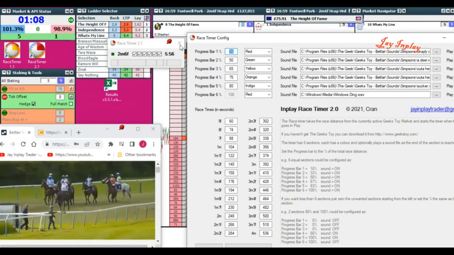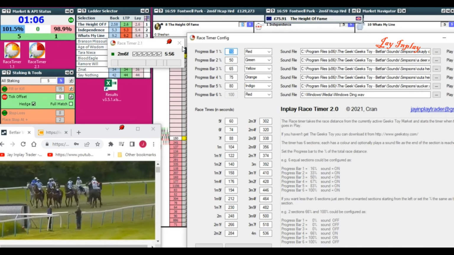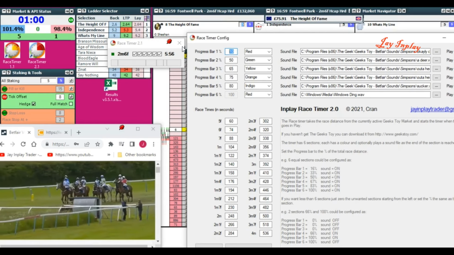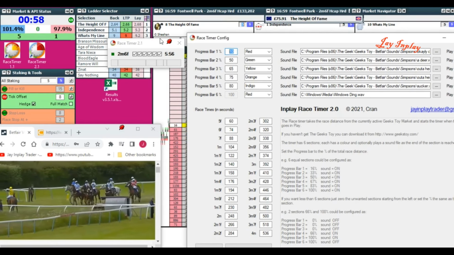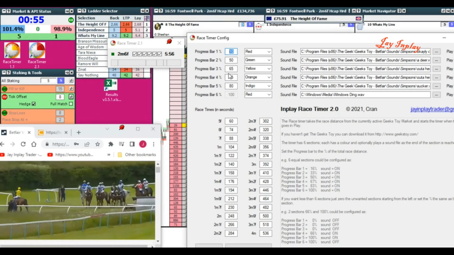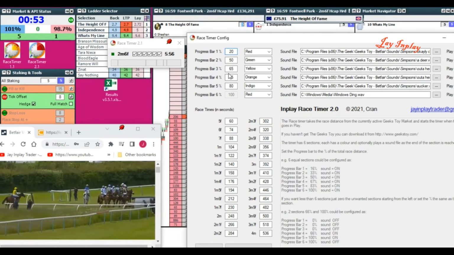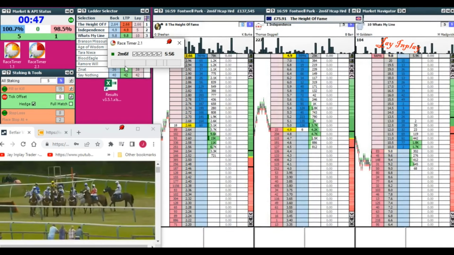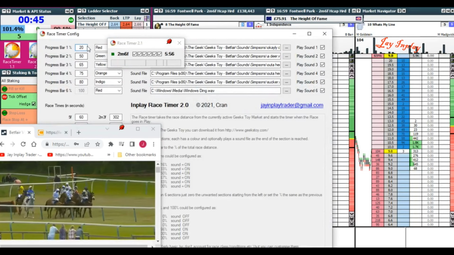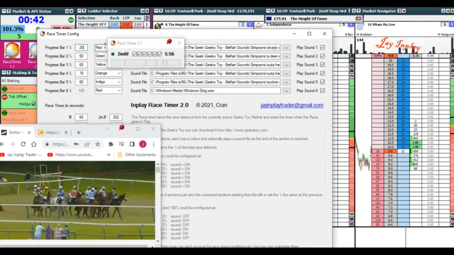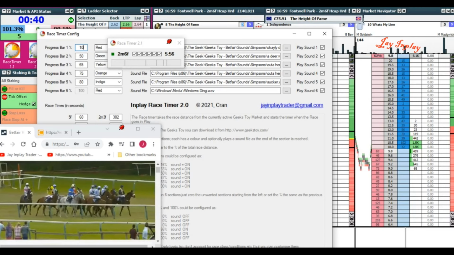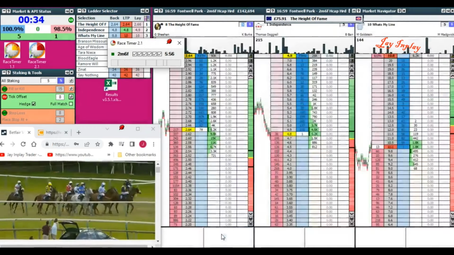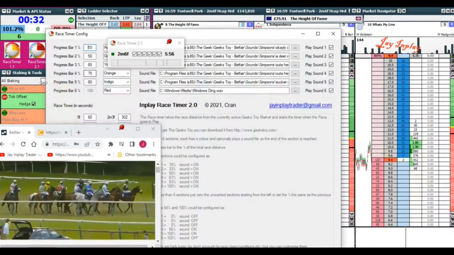So I'll just give you an example here. I have the progress bar at 10%. I don't like to trade the beginning of the race because I don't want to accidentally lay a front runner. For example, the price comes crashing and I get caught out. But if you watch this bar here, that first warning, if I change that to 20%, for example, and I hit save settings, see the bar moved, and I'll set it back because I like it at 10%.